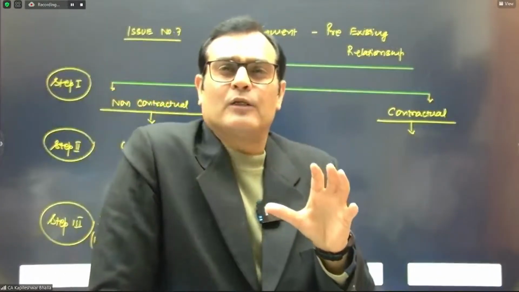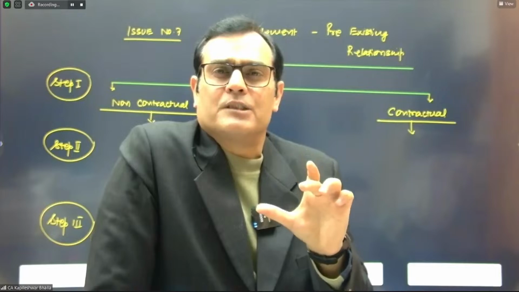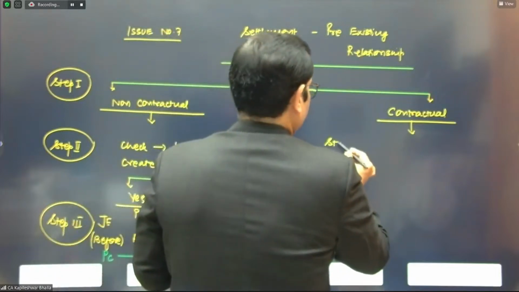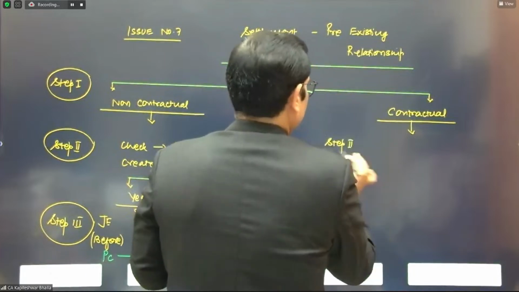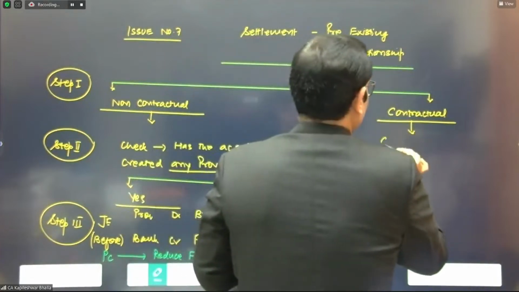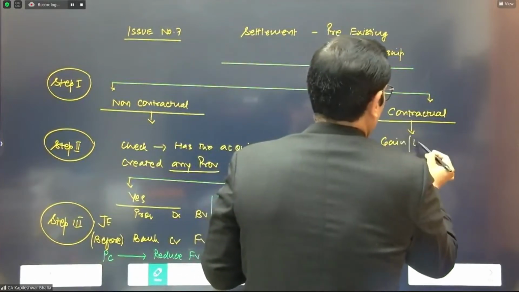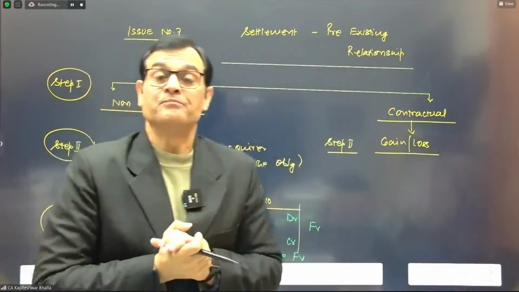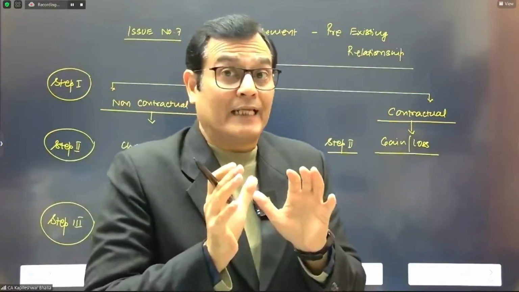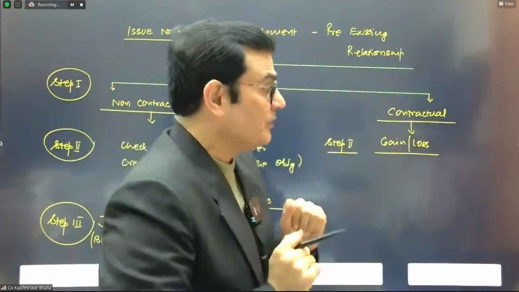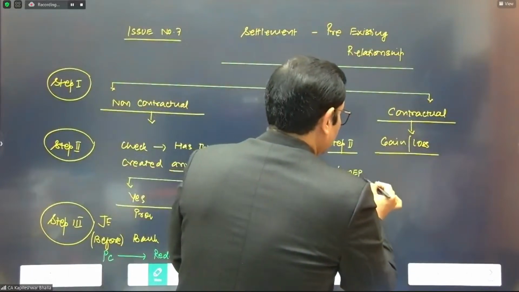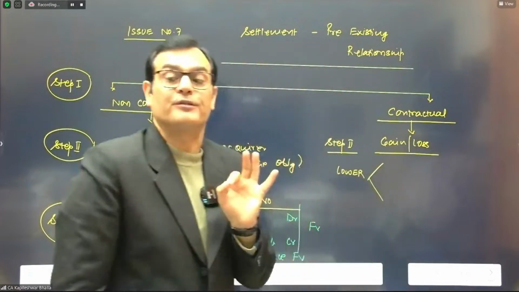Now you need to calculate the gain or loss in this particular case. So in step number 2, you need to calculate a gain or loss arising on account of settlement of this contractual relationship. Now, when you calculate a gain or loss, what do you need to do? You need to consider the lower of the two.